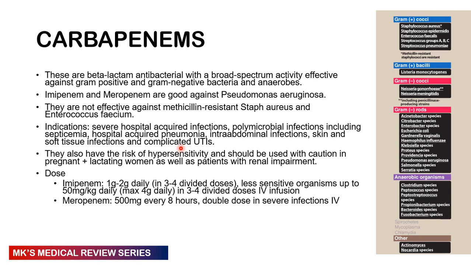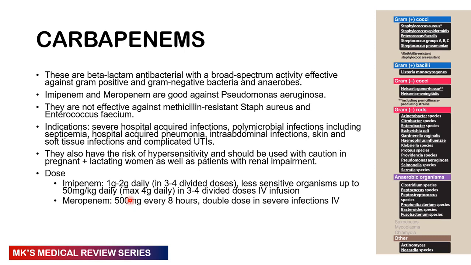And of course, the dosages: imipenem can be given at 1 gram to 2 grams daily in 3 to 4 divided doses. Then, of course, for less sensitive organisms, you can give up to 50 milligrams per kg daily. So you shouldn't exceed 4 grams in a day, in 3 to 4 divided doses as an IV infusion. Then meropenem can be given 500 milligrams every 8 hours. You can double the dose in severe infections.